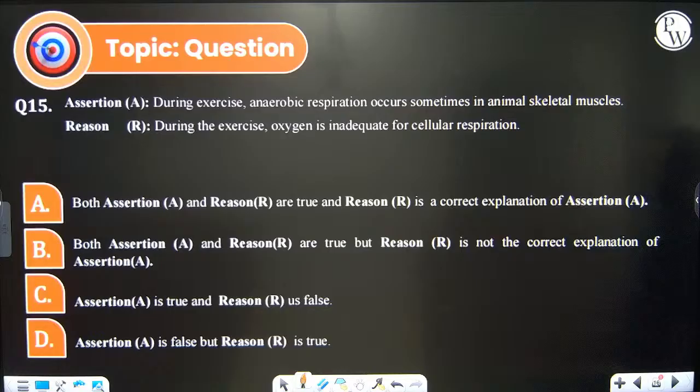During exercise, anaerobic respiration occurs sometimes in animal skeletal muscles. Okay, which is true as a statement.